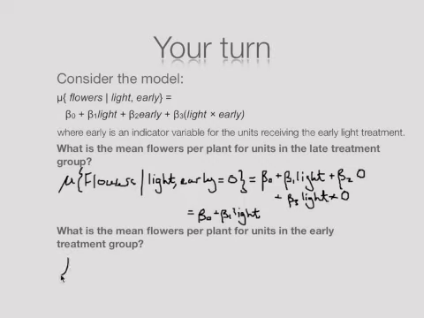So same idea. We can sort of translate this into symbols. We need the mean number of flowers as a function of light. Again, we're not told that that should take a particular value. We are told what treatment group we're talking about here. So because these are units that receive the early treatment, our early indicator variable will be 1.